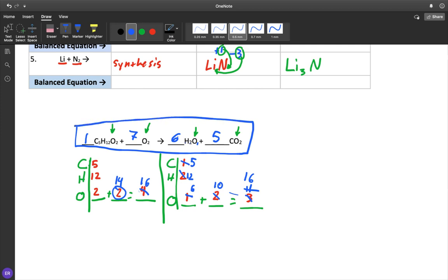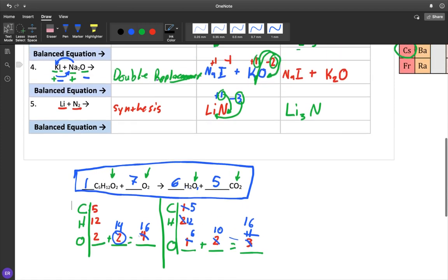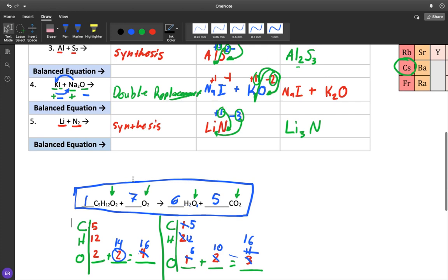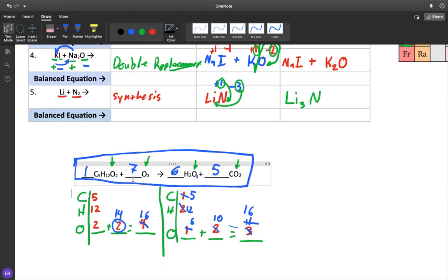So you will need to do the balancing on a separate sheet of paper. But what I want you to do is please do all of the predicting products first and then go back and balance as many as you can. Okay, that is the end of the video.